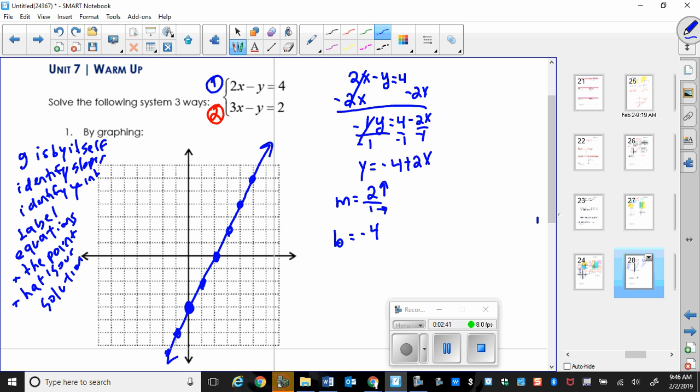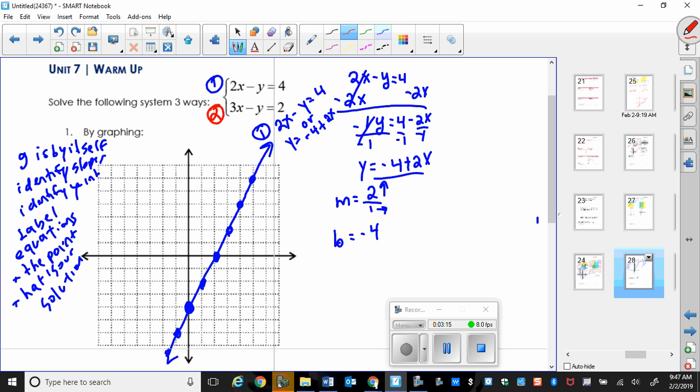Now, I did say label the equation. This is number 1. This is a quick and easy way to give it another name. You don't have to write the whole thing out. If you do want to write the whole thing out, you could write 2x minus y equals 4. Or you could write what you ended up with down here, y equals negative 4 plus 2x. So the top one is in standard form. The second one is in slope-intercept form.